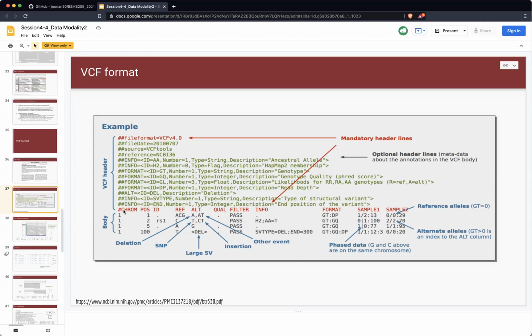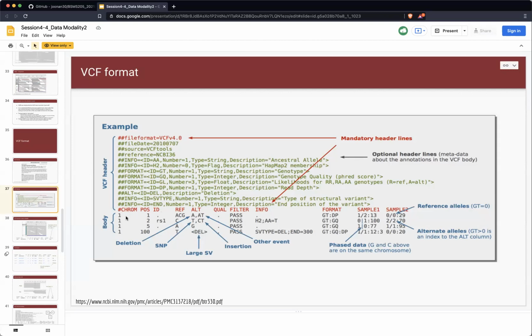After the header part, there are the column names, right? These column names start with only one # character. It starts with the first column, which is chromosome, the second column is the position, and the third column is ID, right? And then the reference, alternative, and the quality, the filter tag, the information column, and the format column.